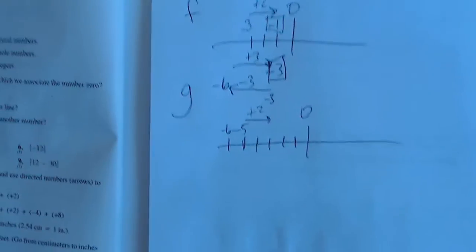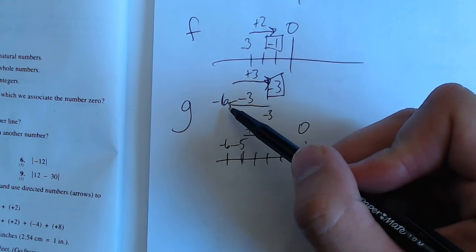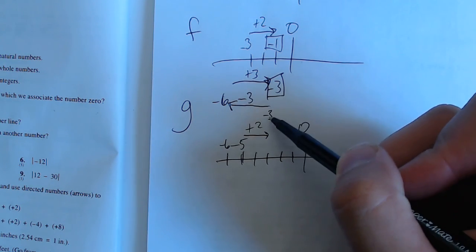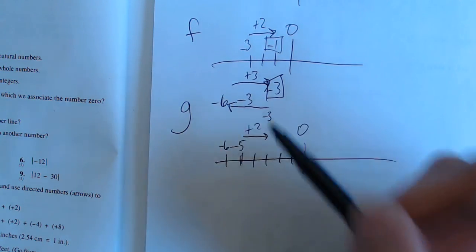Oops, sorry, you guys couldn't see that last part. So the last part, we were at negative 6, we added positive 3, that took us right back to negative 3. Our final answer is negative 3.